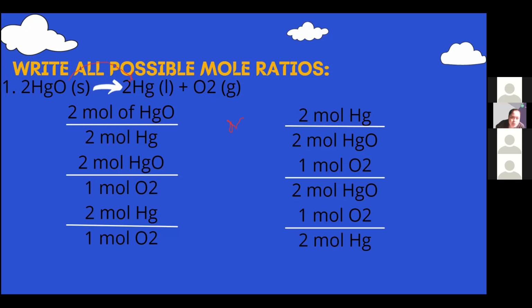And then this one also can be partnered with the other product, which is oxygen. So the same thing, 2 moles of mercury oxide is to 1 mole of oxygen. This is check. And then the reciprocal, 1 mole of oxygen to 2 moles of mercury oxide. And lastly, hindi lang siya product and reactant, but you can also partner the product and another product. Pwede din yun siya. So 2 moles of mercury is to 1 mole of oxygen, and the reciprocal.